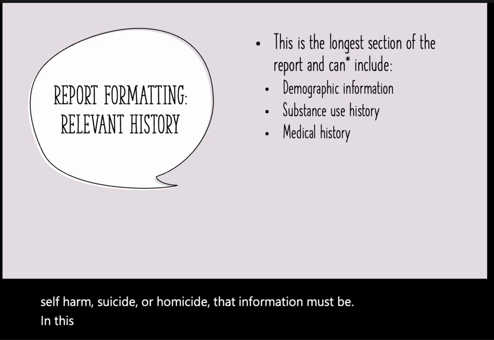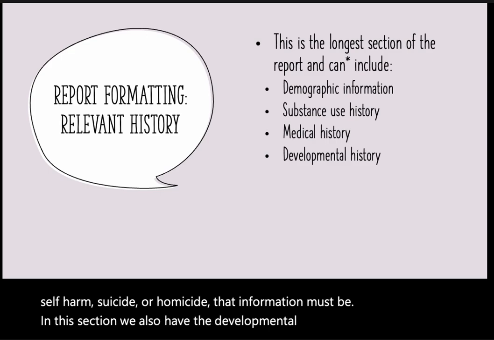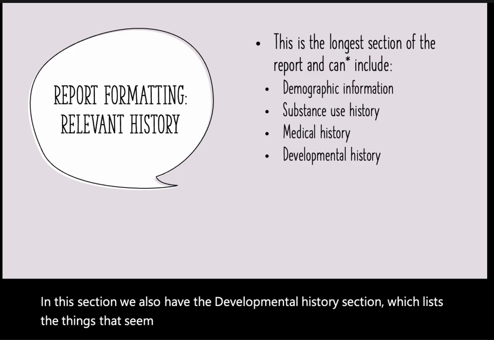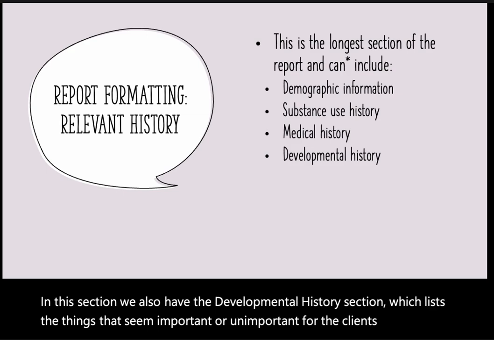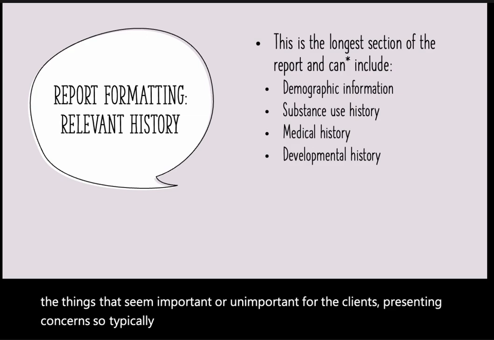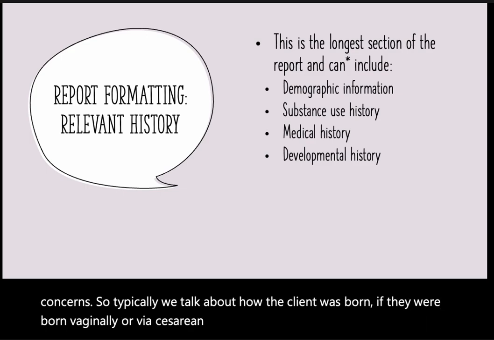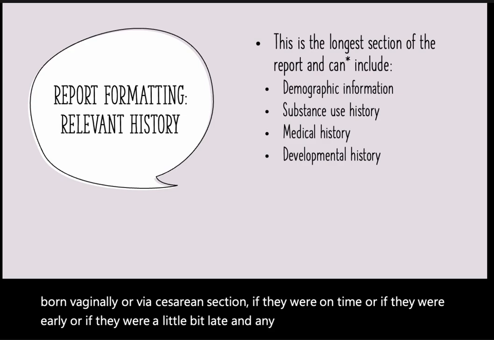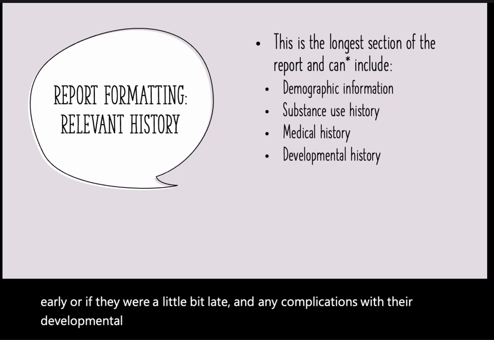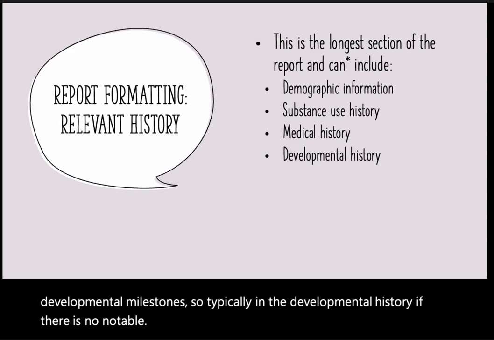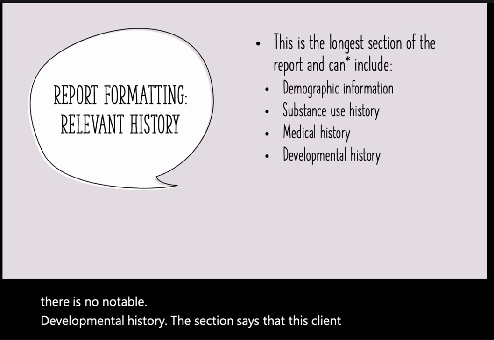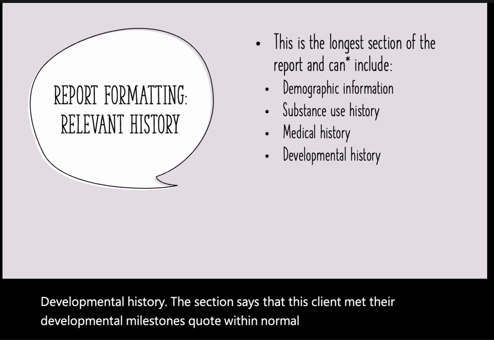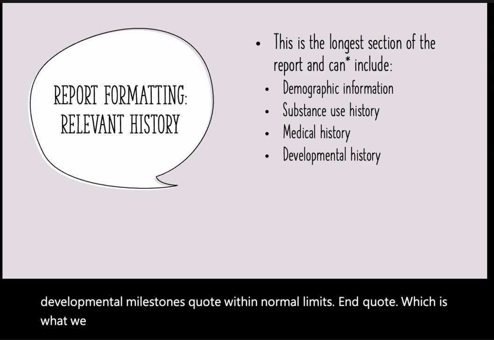We also have the developmental history section, which lists the things that seem important or unimportant for the client's presenting concerns. So typically we talk about how the client was born, if they were born vaginally or via cesarean section, if they were on time or early or a little bit late, and any complications with their developmental milestones. Typically, if there is no notable developmental history, the section says that this client met their developmental milestones "within normal limits," which is what we would expect. That's what we want to see.